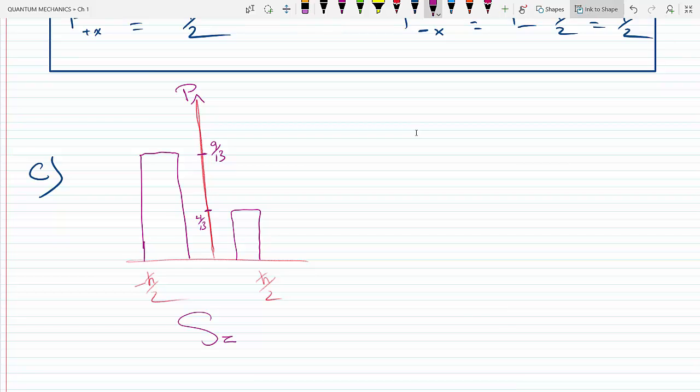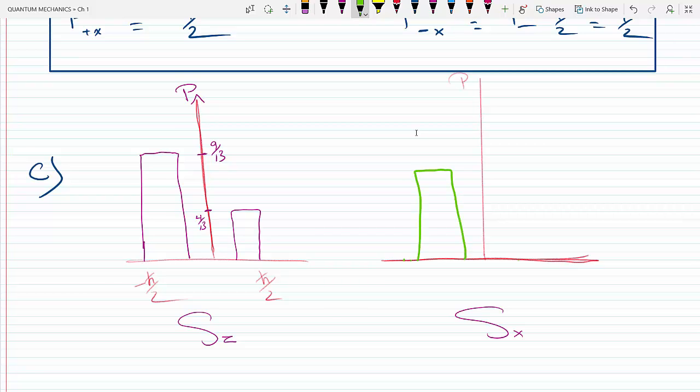And for Sx, they will be evenly spaced, correct? Right. So we get half and half. This is the histogram that it's asking about. So this is minus h bar over 2, and this is plus. These are the possible measurements, and the histogram shows the probabilities. And then if we did another one for y, we could get the same kind of picture.